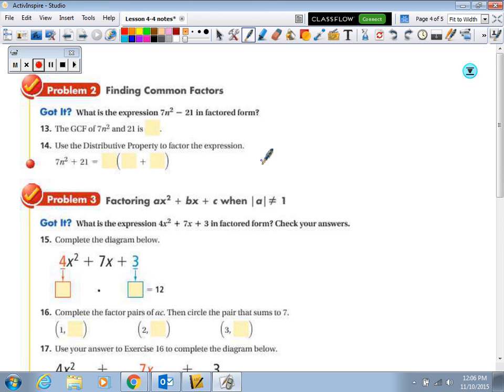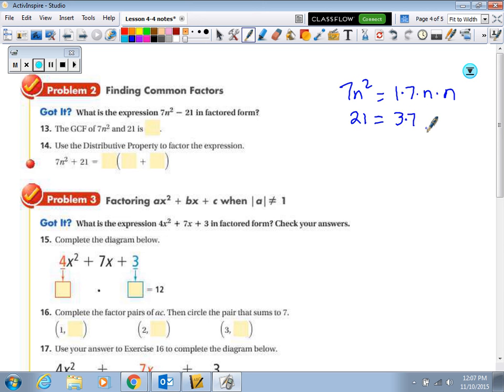For this one, they want you to find a GCF, so greatest common factor. What you're doing is actually breaking it up. They have 7n squared minus 21. So you're going to do 7n squared, and you're going to do 21. So 1 times 7 times n times n, and then for this one, your factors are 3 and 7.